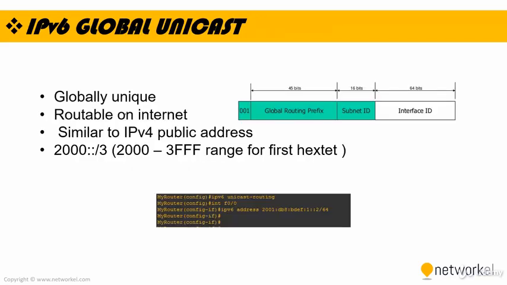Let's take a look at the IPv6 global unicast first. An IP version 6 global unicast address is globally unique. That's similar in logic to the IPv4 public address, and this address is routable on the internet too. And here is the address range of the IPv6 global unicast. And here's how we can configure this.